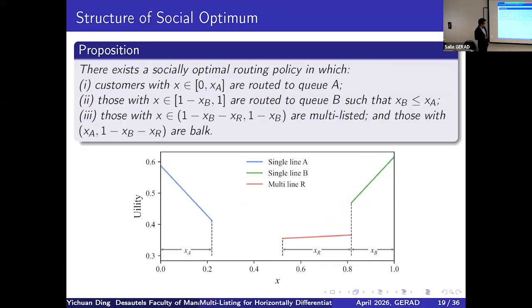In that case, the socially optimal structure will show, at certain parameters, that it's asymmetric. What does asymmetric mean? Queue A may be longer and queue B may be shorter, and more people join queue A, fewer people join queue B. And for the multi-listing queue, because more Thunderbird houses are left, more people will join the Iona house, right? Fewer people join the Thunderbird house.